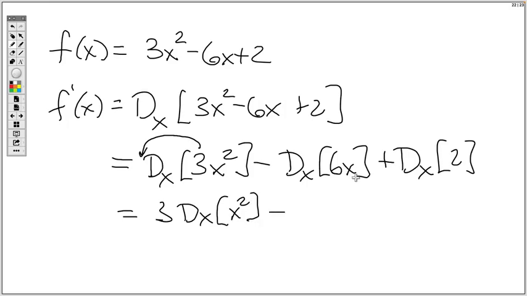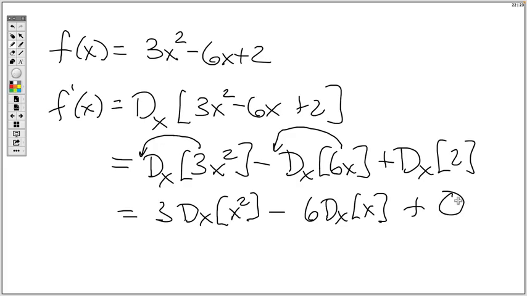In the second term, I would plug x in, I'd multiply it by 6. The 6 is a constant multiple, so what can I do with it? Bring it out front. And now I've got the derivative of 2, which is what? That's a constant. The derivative of a constant is 0.